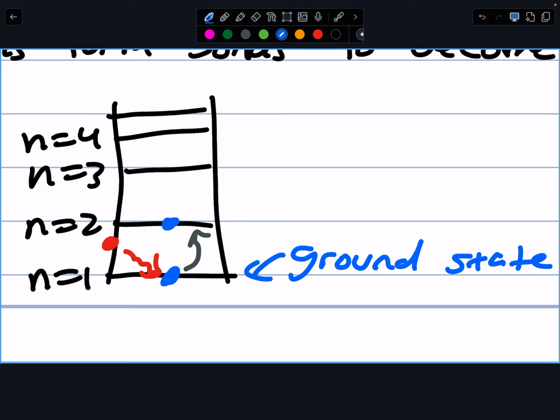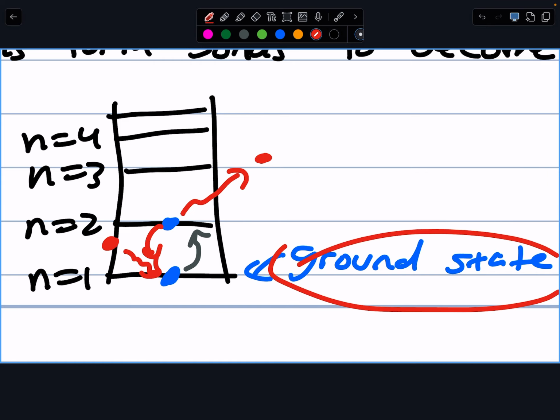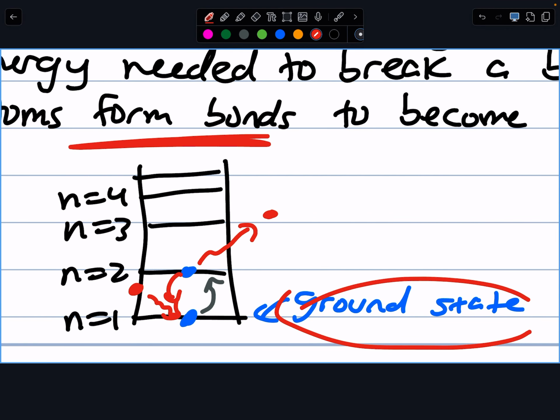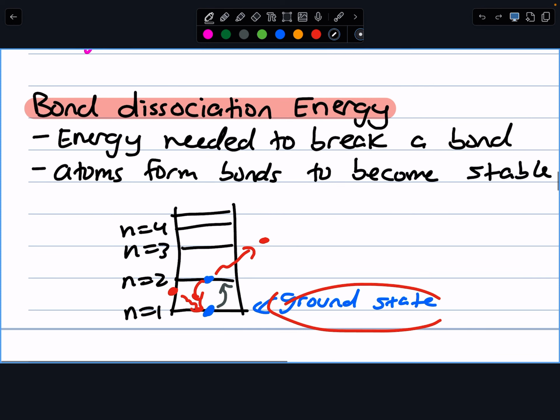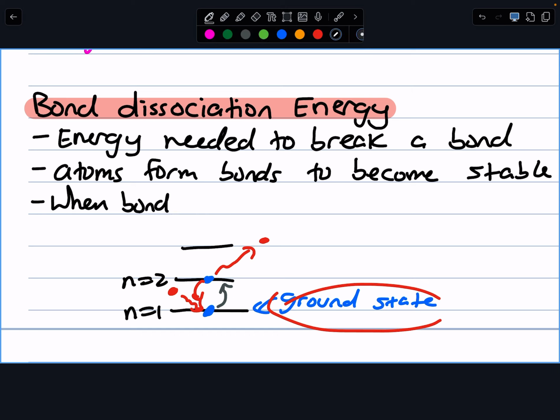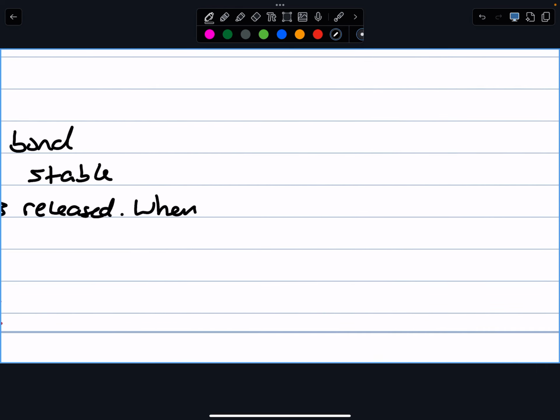It's very unstable. It's moving around super fast. So how can I get that electron back down to ground state? It has to release a photon. Once it releases that photon, then it can go back down to ground state. So remember, all these electrons want to be in ground state, and they want to be stable and happy. So they form bonds to do that. So when bonds are formed, energy is released. Okay? So I'll write that down. When bonds are formed, energy is released.